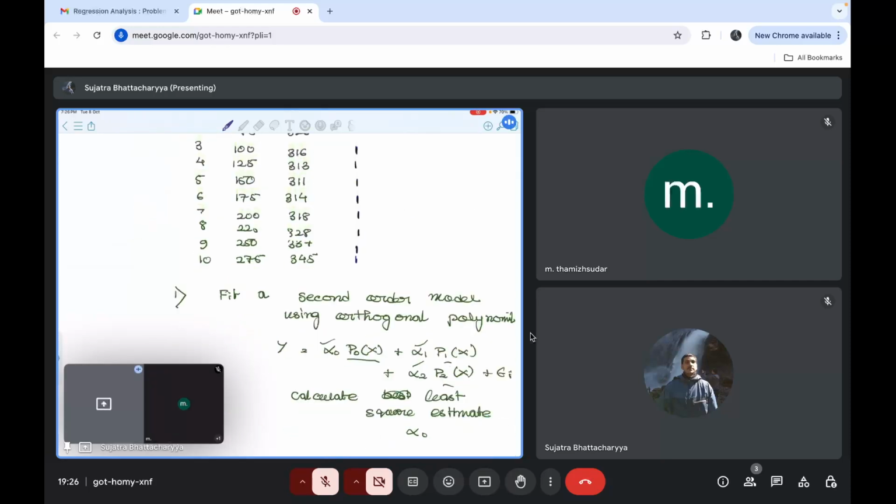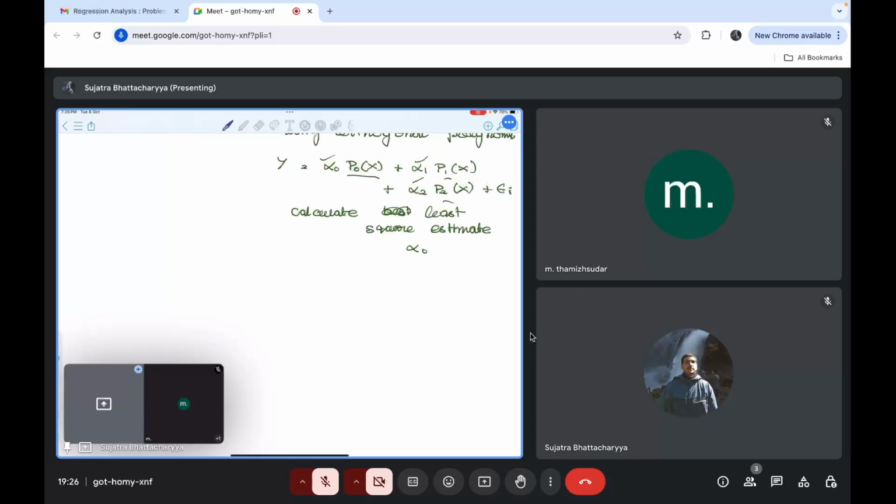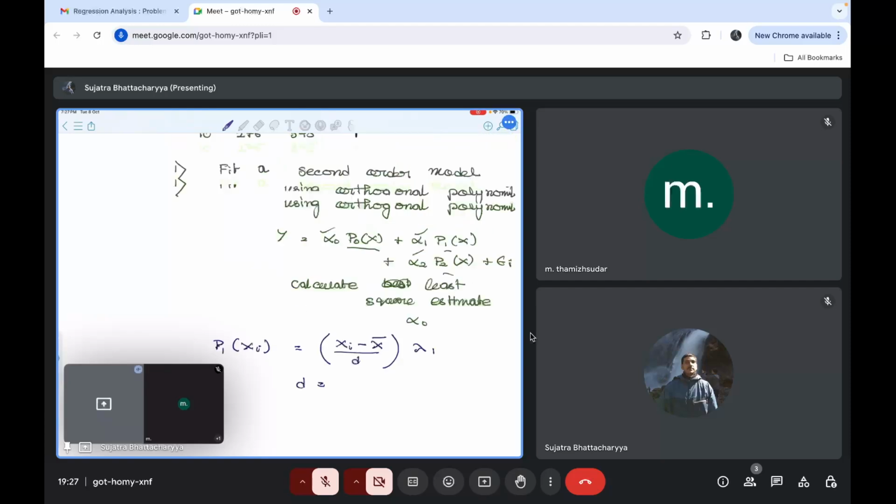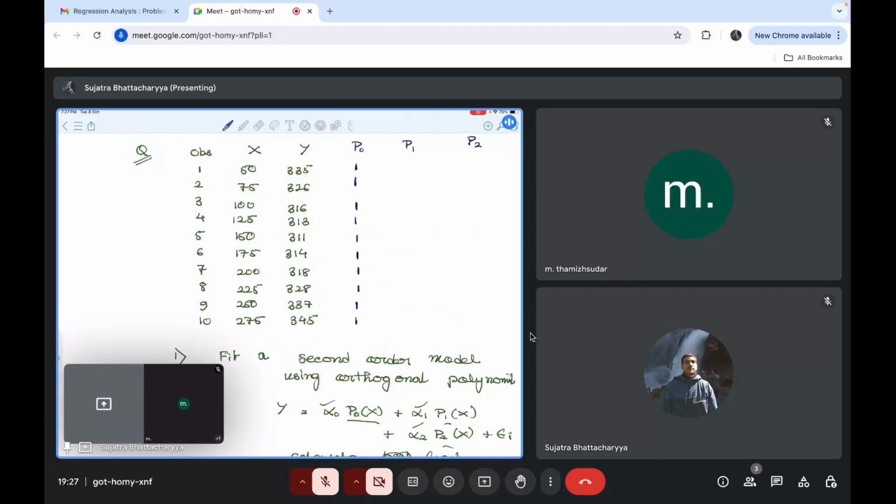P1 is important. So how to calculate the P1 xi? What is the formula of P1 xi? This is xi minus x bar divided by d into lambda 1. Now, what is d? The spacing between the x. See, these are equally spaced, which is very important. So the difference is 25.